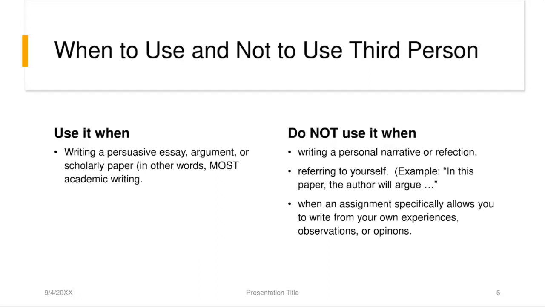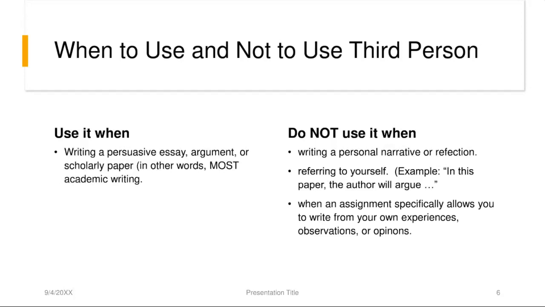The first assignment for this class, for EN 101, is about writing well. Actually, you're going to be writing a literacy narrative for week 1 and then a personal narrative for week 3. In both of those cases, do not use third person. Use first person because you're writing from your own personal experiences.